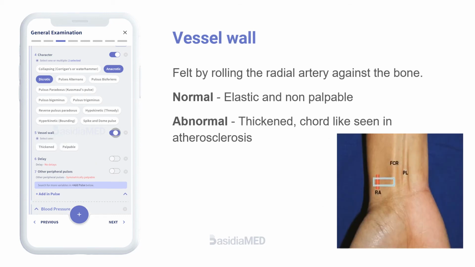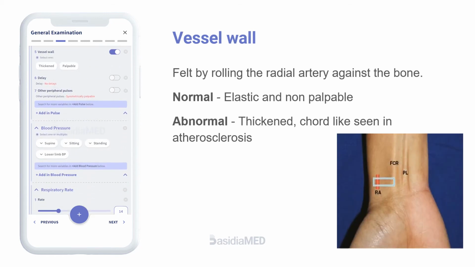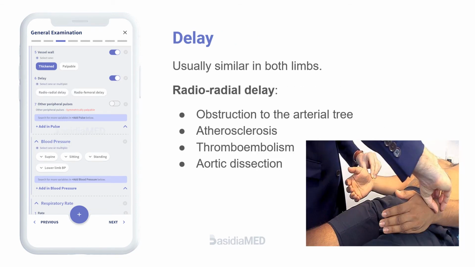Condition of vessel wall. Determine the condition of the vessel wall by rolling the artery under the fingers. Normal vessel wall is elastic and non-palpable. Cord-like thickened vessel wall is abnormal and is noted in atherosclerosis. Radio-radial delay. To assess for radio-radial delay, palpate both radial pulses together.